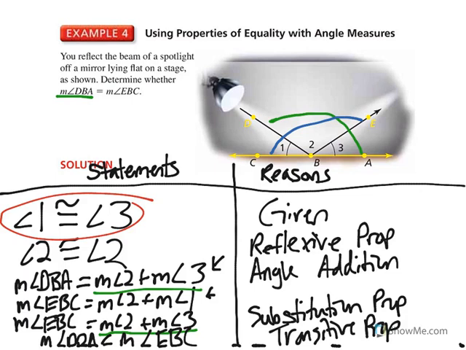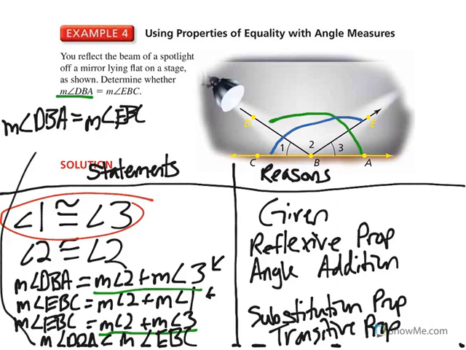Okay, so if you couldn't read that up here, all I wrote down was the measure of DBA is equal to the measure of EBC due to transitive property. Okay, that's all that part says. So I got to what I was trying to determine right here. This is what we're trying to prove. I reached that conclusion, so yes, it would be true. We determined that DBA is equal to EBC.